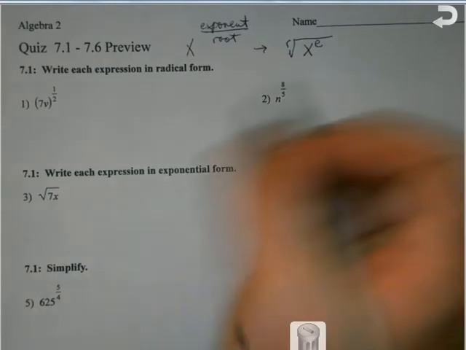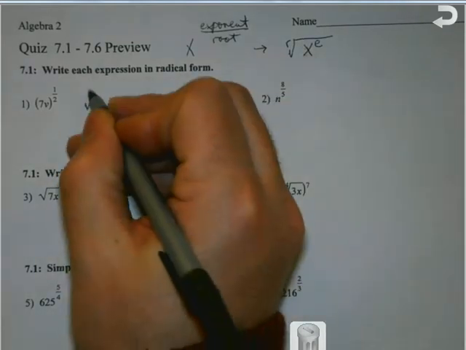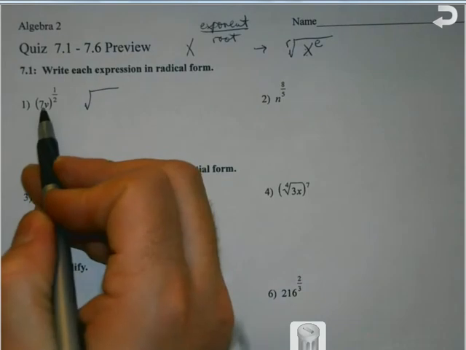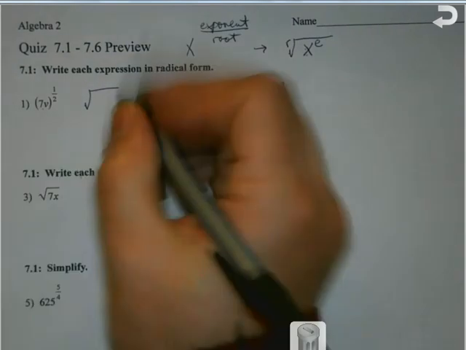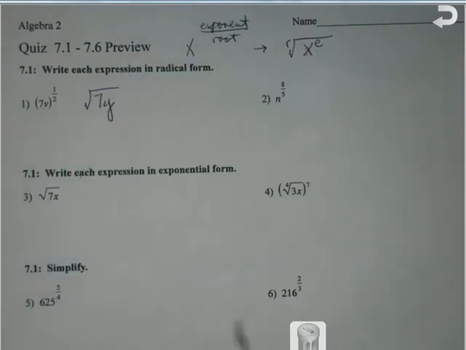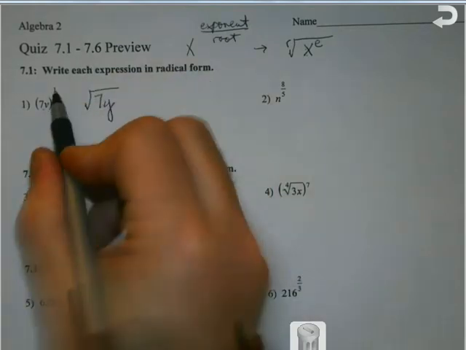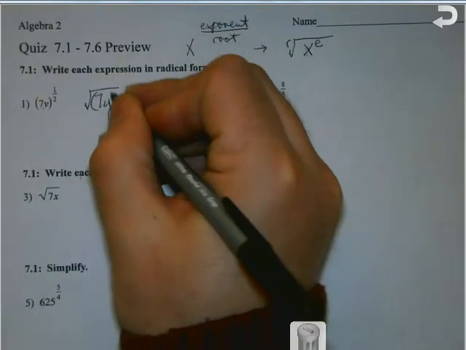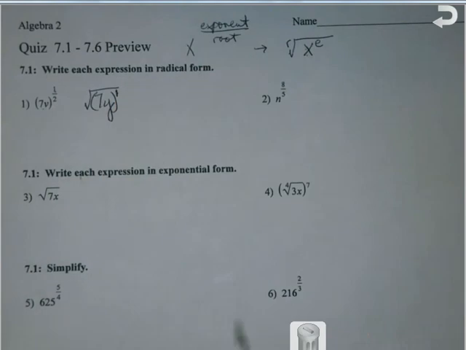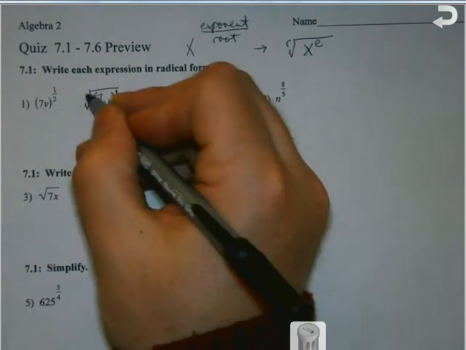So when I look at one like number 1, I go, okay, write each expression in radical form. So I'm trying to get to this. Whatever's in the parentheses, or whatever my base is, that goes underneath the radical. This is going to be my exponent on it. I'll keep my parentheses there. And this is going to be my root.